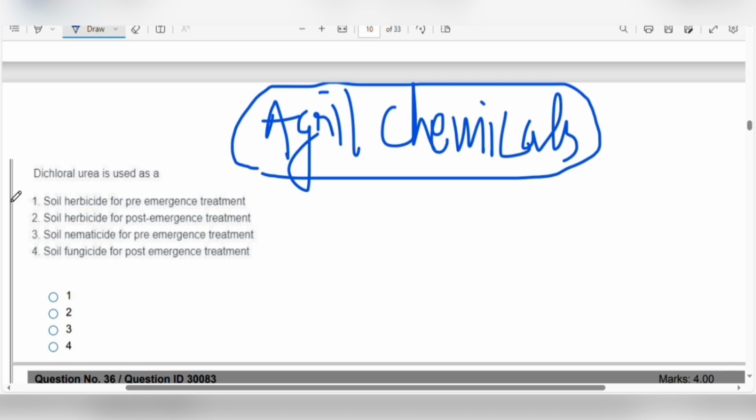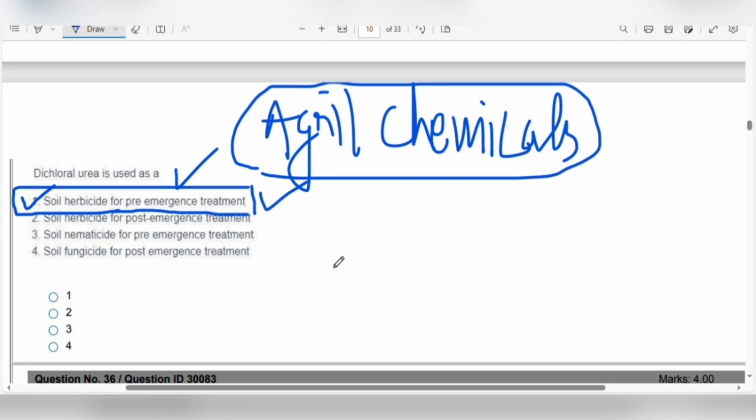So here you have to remember dichlorolurea is used as a soil herbicide for pre-emergence treatment. Pre-emergence treatment. You have to remember this. Say if your luck is good, you might get the same question in your upcoming JRF examination, and then you don't have to see other options. You can just directly go for this. But you have to be very thorough with your agricultural chemical studies. The answer of this question is soil herbicide for pre-emergence treatment.